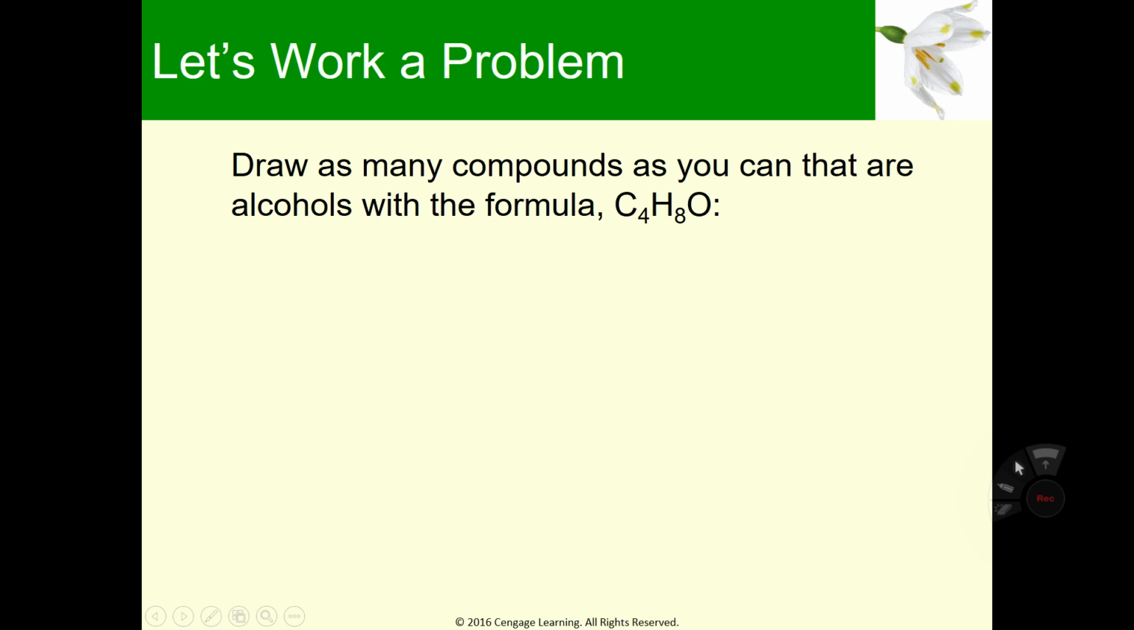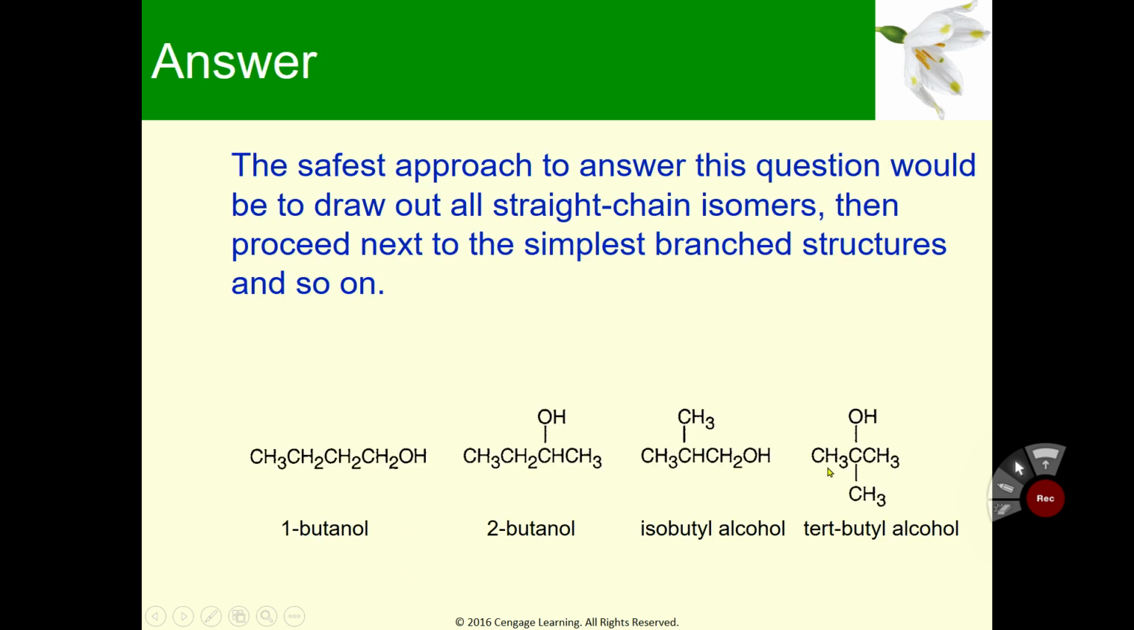Okay, this is about the end of this chapter 3. Let's work on the problem. Draw as many compounds as you can that are alcohols. Use the formula C4H8O. There are several isomers. Try to draw them. There's no logical way. You have to draw several structures and try to think about the isomers. Okay, here, how many? 4. 1, 2, 3, 4 isomers. There are 4 isomers, right?